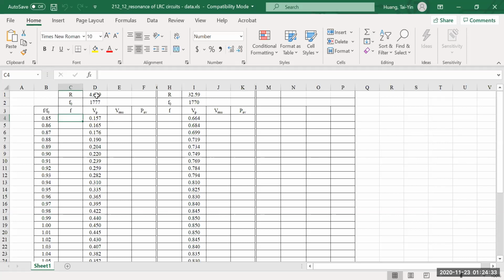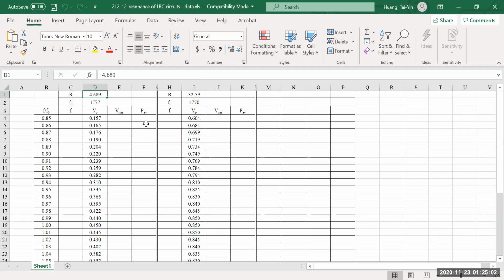So this is under the 4.689 case. You want to use Excel to calculate the root mean square of the value, which is VP over the square root of 2. And then for the average power, you will use the root mean square value squared over this value, okay? Then you'll calculate the average power.